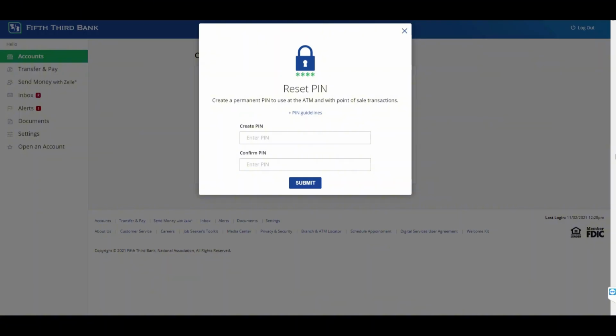your local branch. Always remember to keep your card details secure and log out of the website when you are finished for safety. And that's it. Now you know how to activate your Fifth Third Bank credit card.